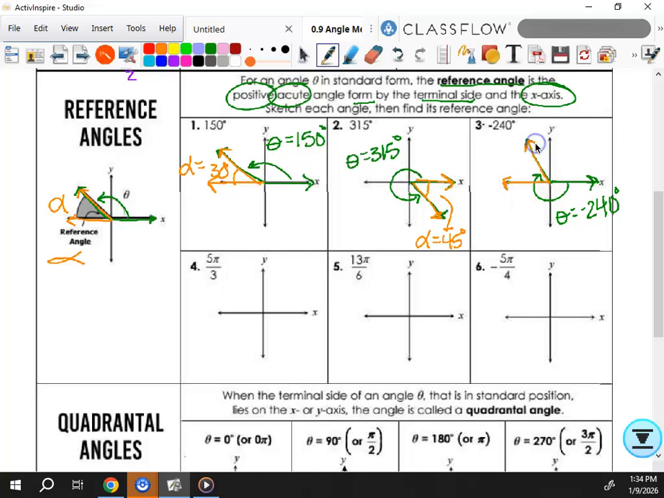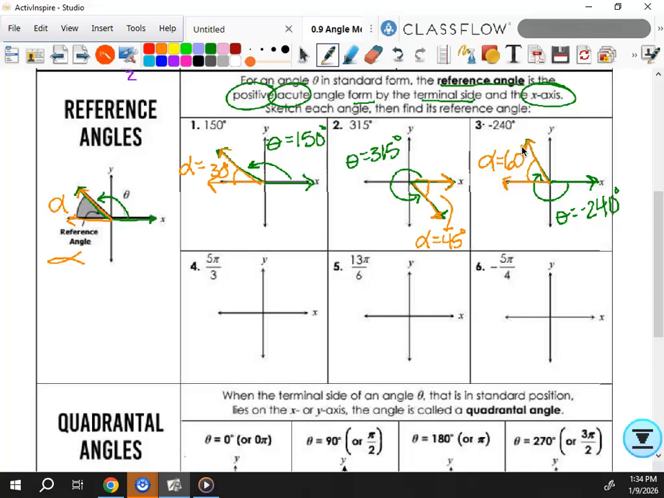And then this would be your alpha. And alpha would be what? 60. And it's a positive 60, even though we were dealing with negative stuff, because the reference angle is always positive, always acute. Okay, we good on that? Any questions? All right, so let's move on to the radians.